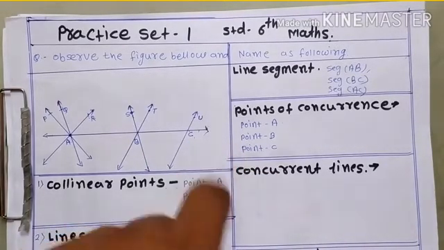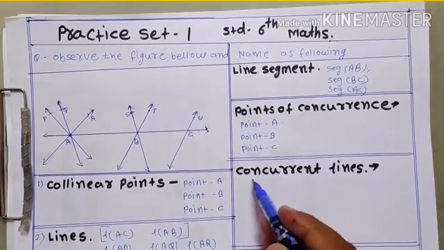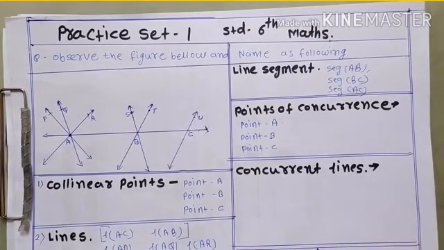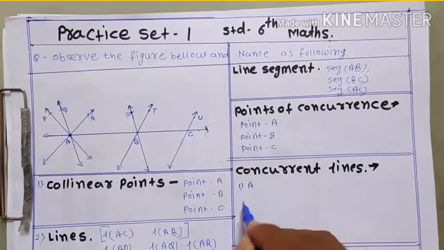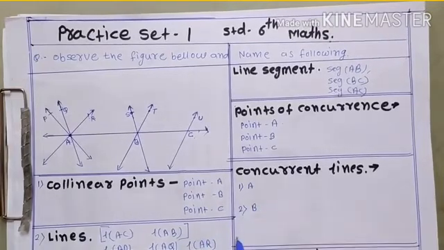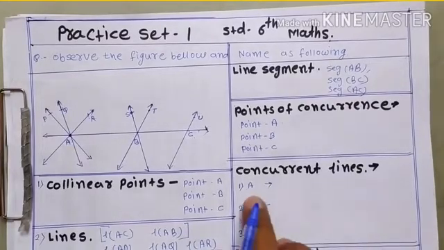2 किंवा 2 पेक्षा अधिक रेषा त्या बिंदूतून जातात म्हणून त्या बिंदूला पॉइंट ऑफ कॉन्करन्स म्हणा. नेक्स्ट, कॉन्करंट लाइन. 2 or more than 2 lines passing through the same point are called concurrent lines. We found out the points of concurrence. There are 3 points of concurrence, point A, point B and point C.